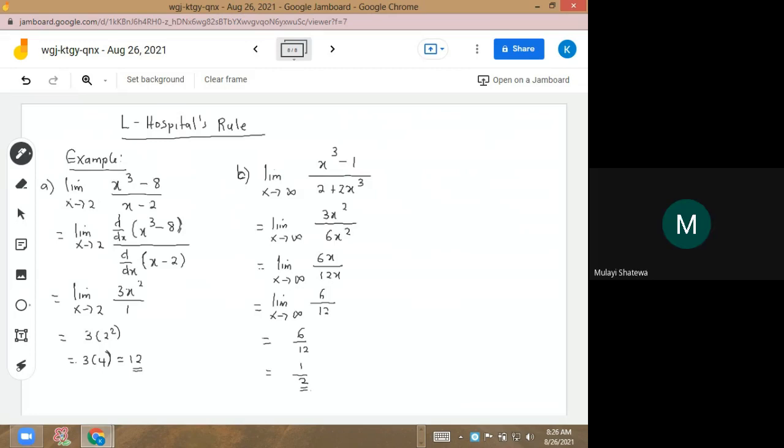Sir, is it the same as multiplying with the highest degree of the denominator? Factoring out, yes. It will be the same story.